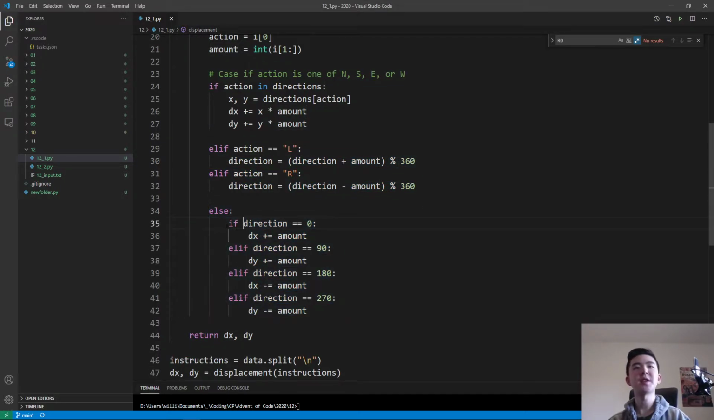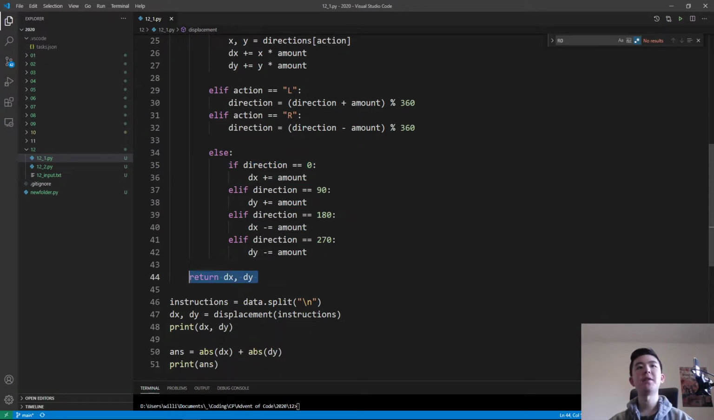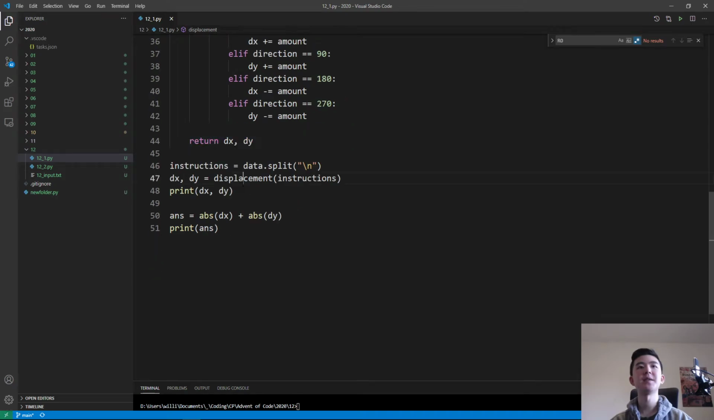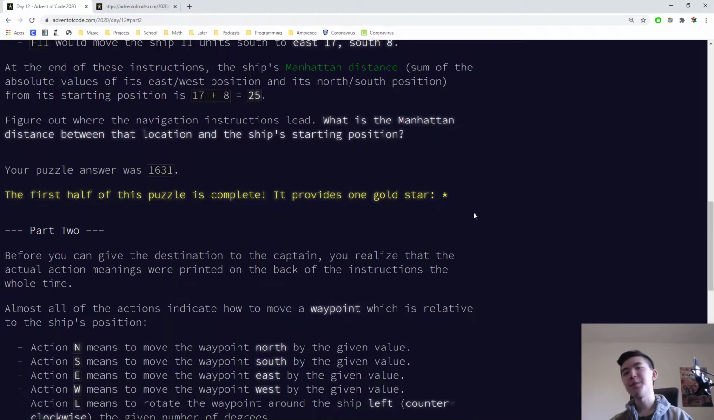So we're just looking at the directions. If it's 0, it means move east, 90 north, 180 west, 270 south. After that, we just have our total displacement in the x and y directions, and then we just perform that on the input. So that's basically it for part 1. Okay, let's move on to part 2.